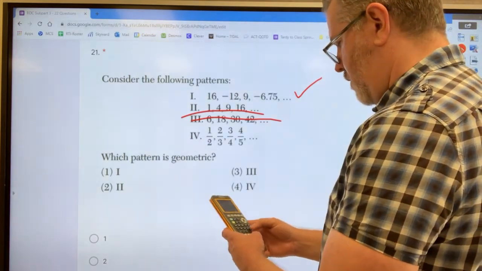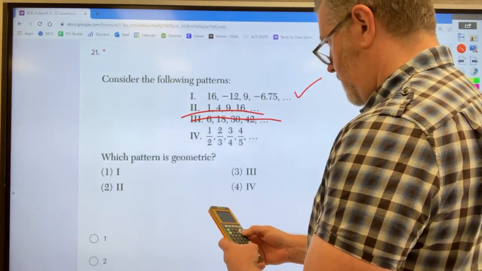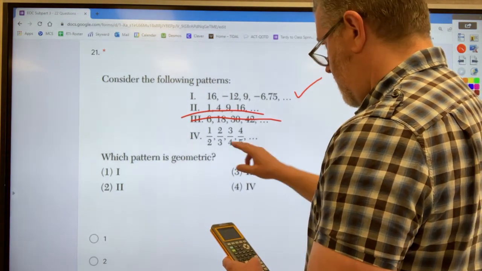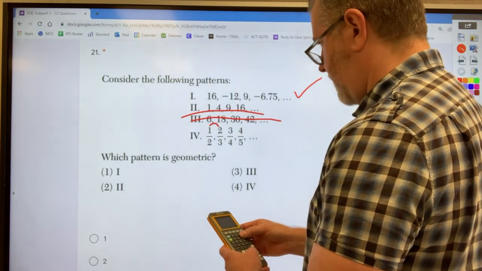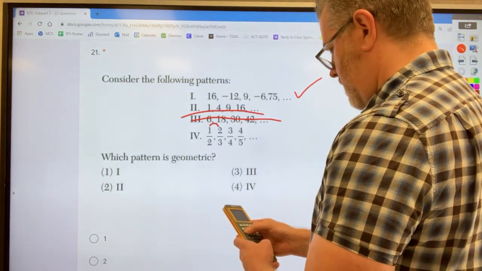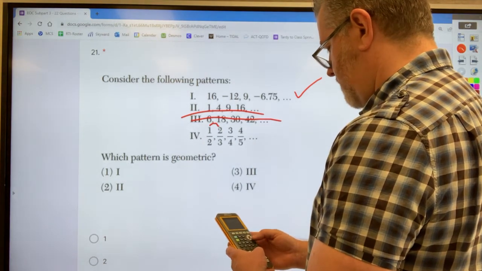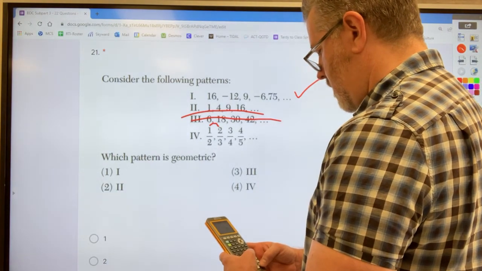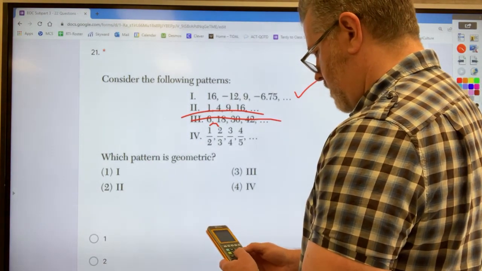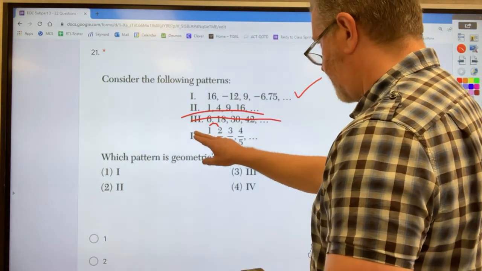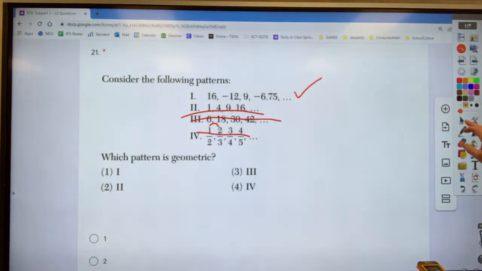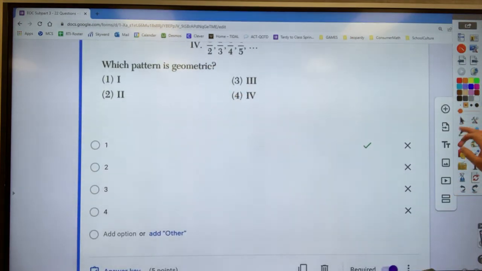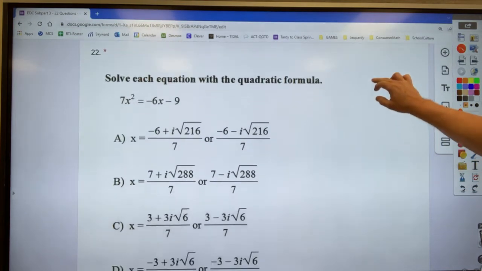And if I do 2/3 divided by 1/2, this would be times 1.33. Now let's see if it works here. 4/5 divided by 3/4. Not the same. Not the same. So it's only number 1. Yep, there it is. All right, one more.